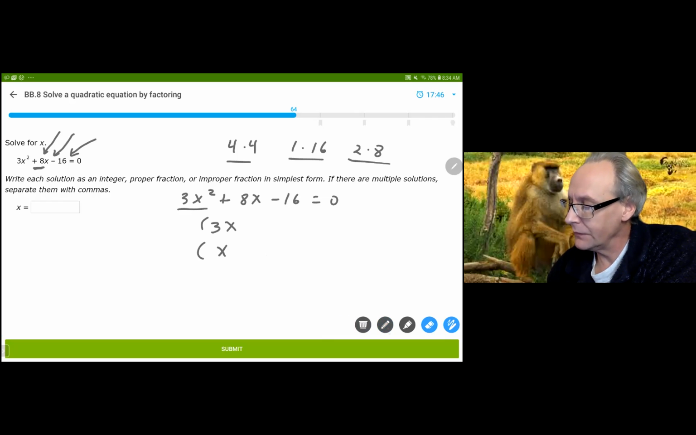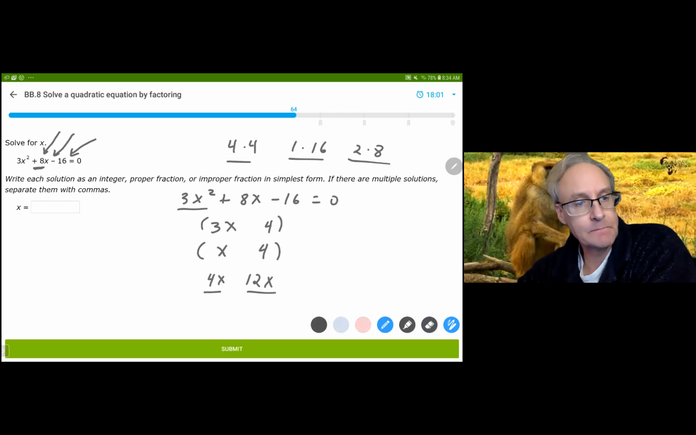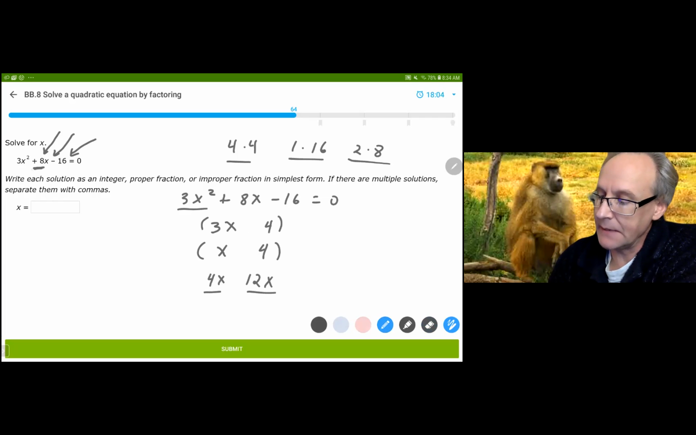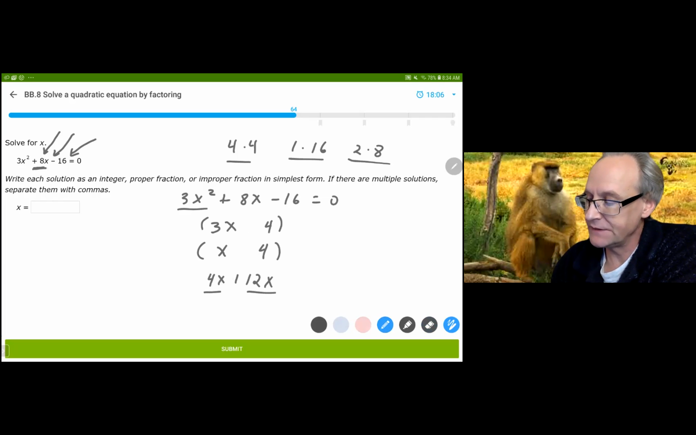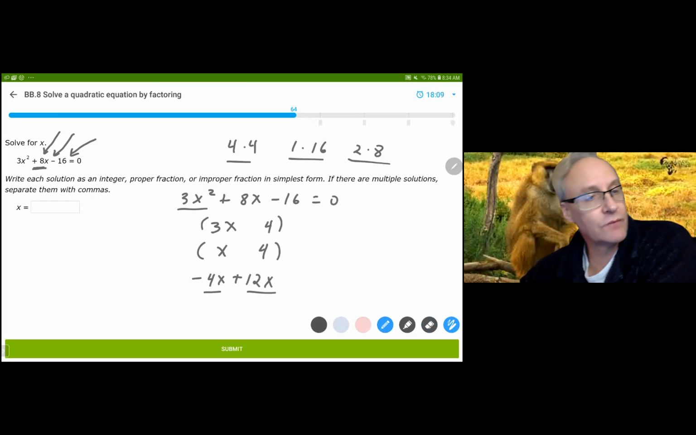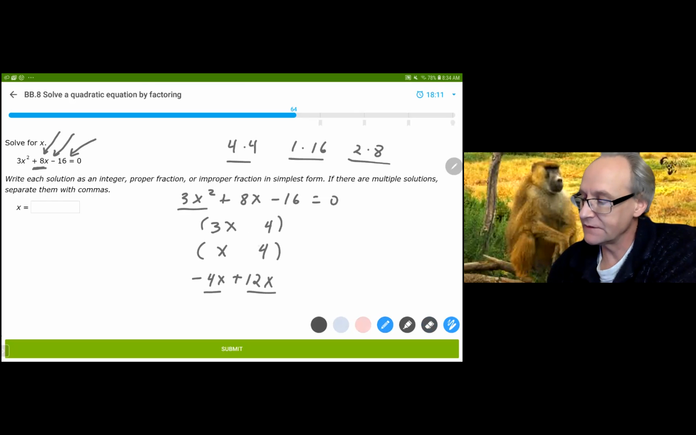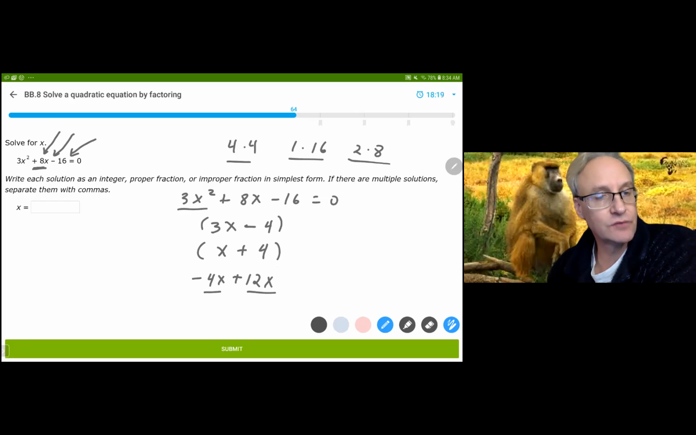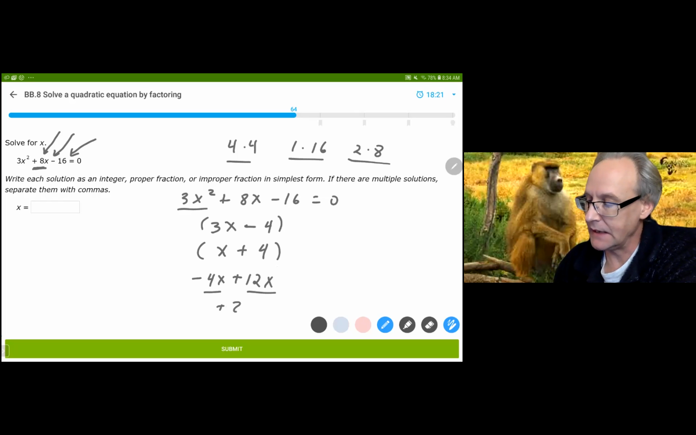Now, I know this takes time and practice, and it's hard to see, but look what happened. 3x times 4 is 12x, and 4 times x is 4x. And these really do have a difference of 8. Now I know I need a positive 8x. So I need a positive on the 12x and a negative on the 4x to make that work. This one has to be the positive, and this one has to be the negative, so that I get the negative 4x and the positive 12x, which gives me my 8x as my middle term.